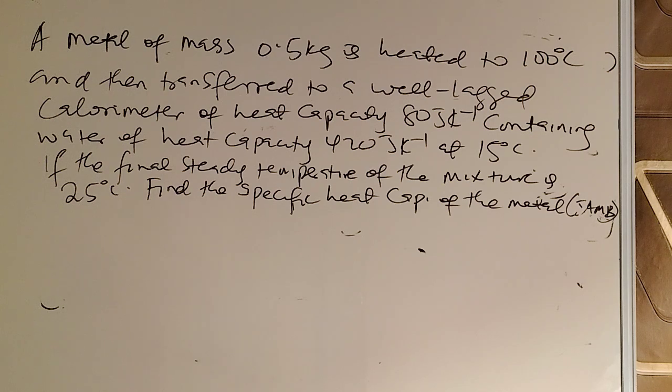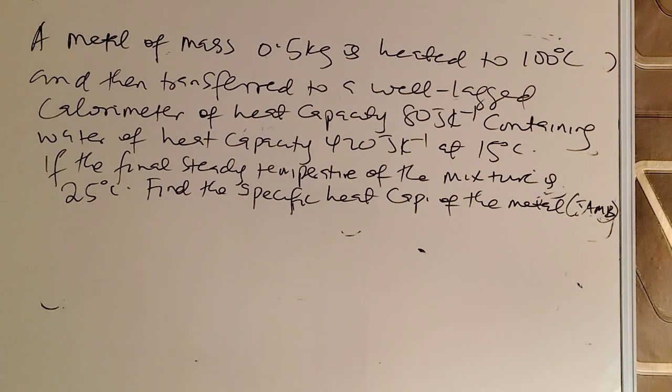Look at this problem on the board, also involving a three-component system, or three items. A metal of mass 0.5 kg is heated to 100 degrees Celsius and then transferred to a well-lagged calorimeter of heat capacity 80 joule per Kelvin containing water of heat capacity 420 joule per Kelvin at 15 degrees Celsius. If the final steady temperature of the mixture is 25 degrees Celsius, find the specific heat capacity of the metal. This is the JAMB question.